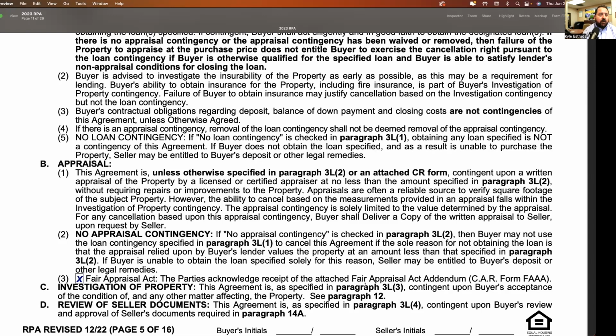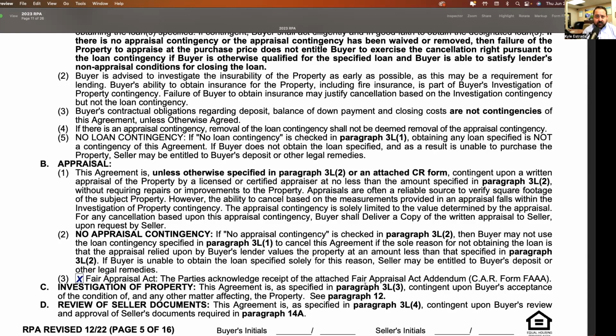Appraisals are often a reliable source to verify square footage of the subject property. However, the ability to cancel based on the measurements provided in the appraisal falls within the investigation of property contingency. The appraisal contingency is solely limited to the value determined by the appraisal. For any cancellation based on the appraisal contingency, buyer shall deliver a copy of the written appraisal to the seller upon request by seller. So, two things in there.